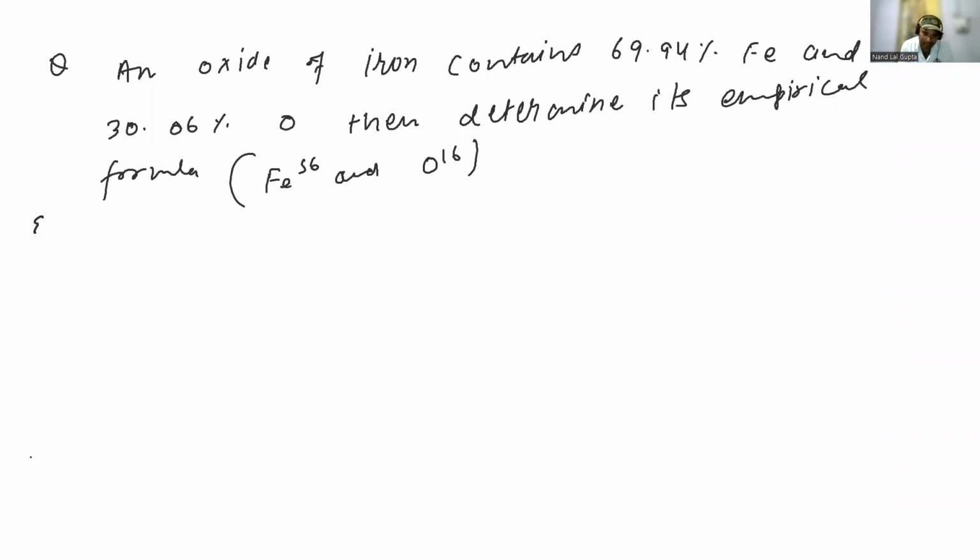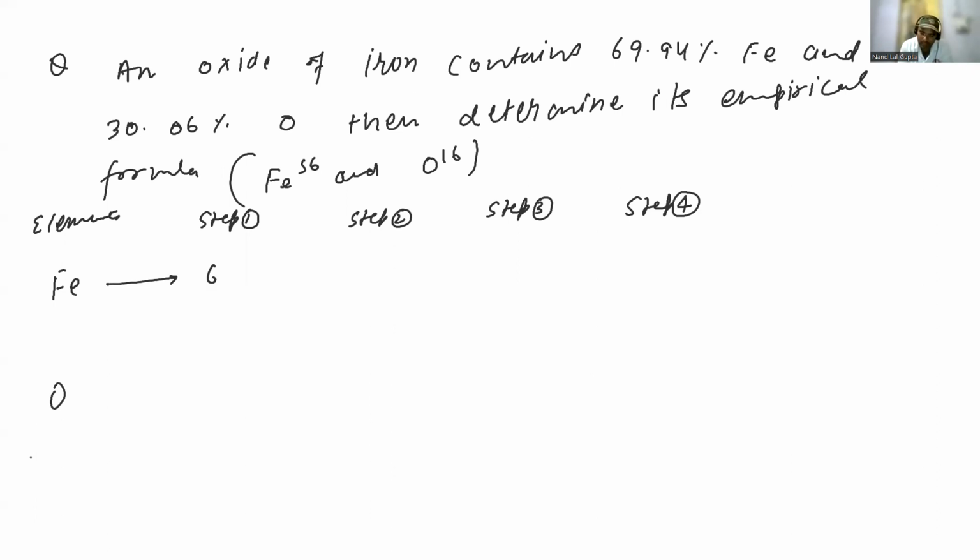I am taking the elements. Here I am writing step number 1, step number 2, step number 3, step number 4. The elements are iron and oxide, meaning iron oxide. Fe, if you are writing, how much is that? 69.94 percent, and here it is 30.06 percent. So it is in grams, meaning 69.94 gram, and here 30.06 gram.